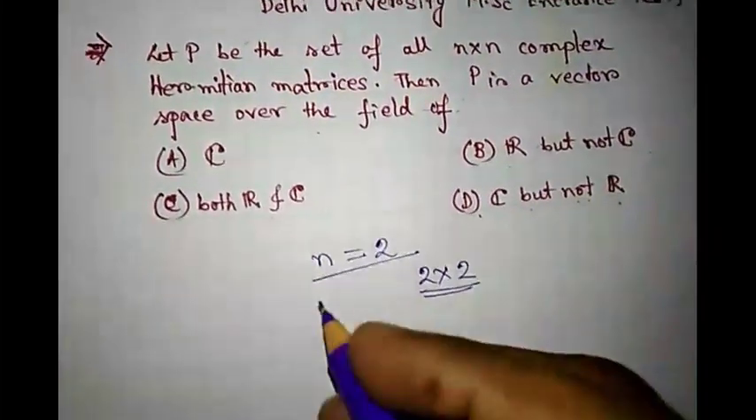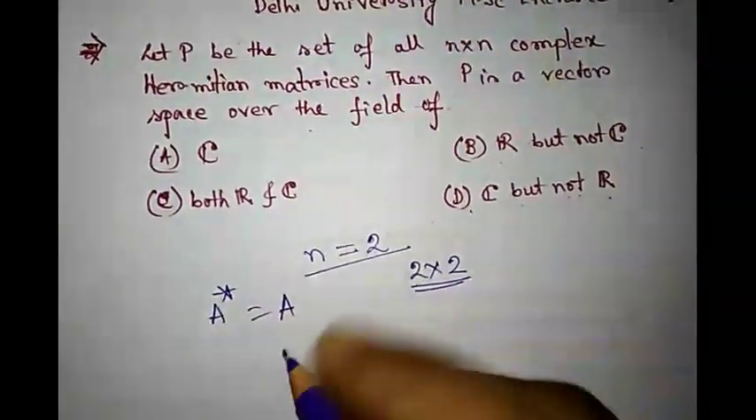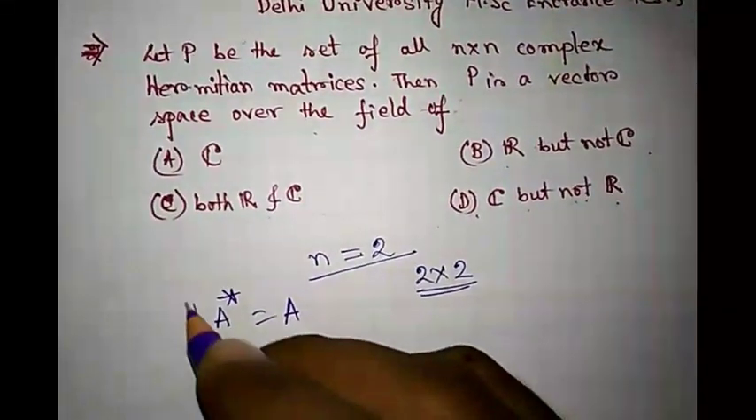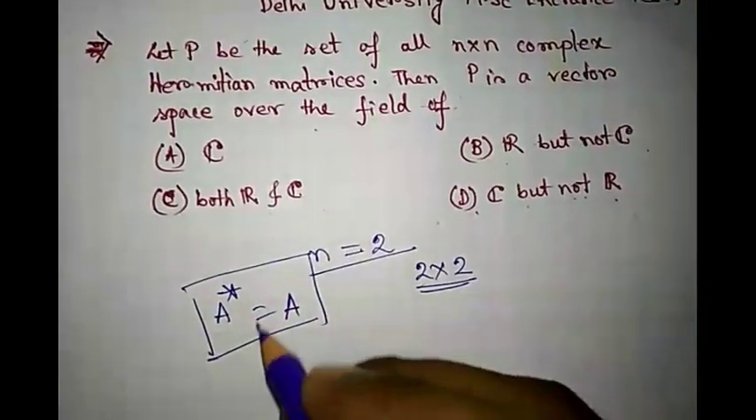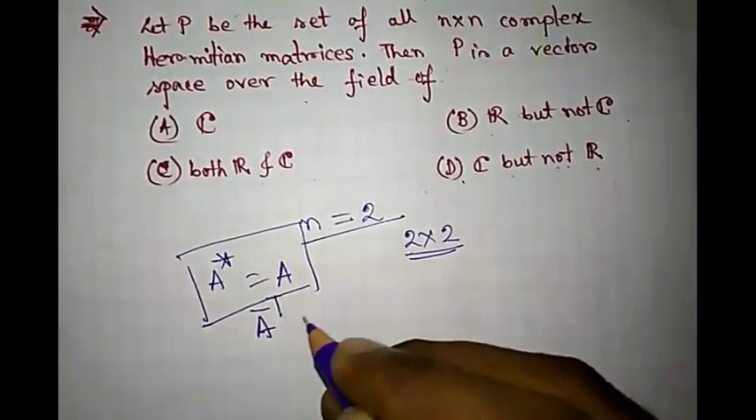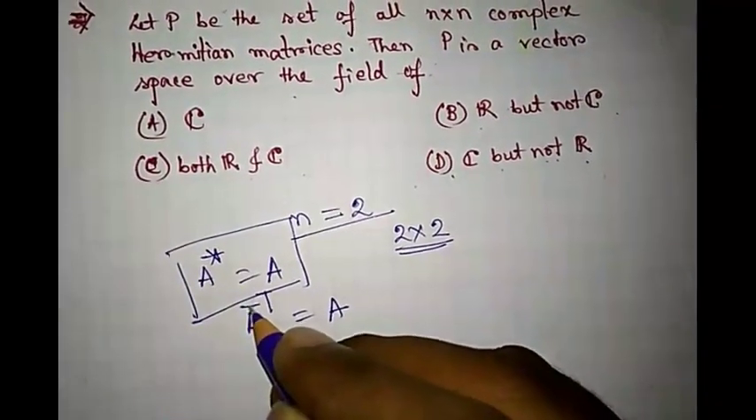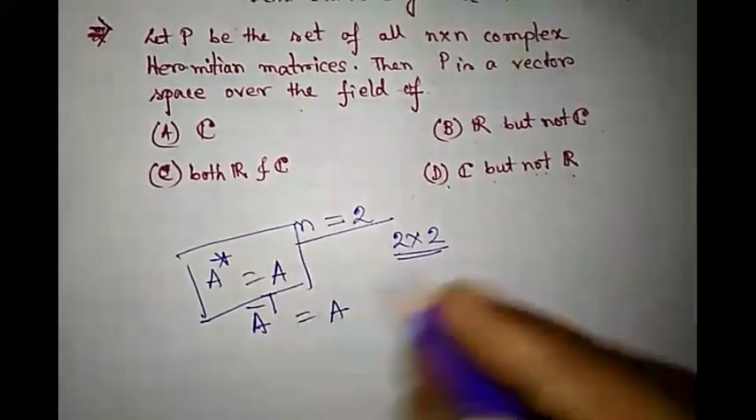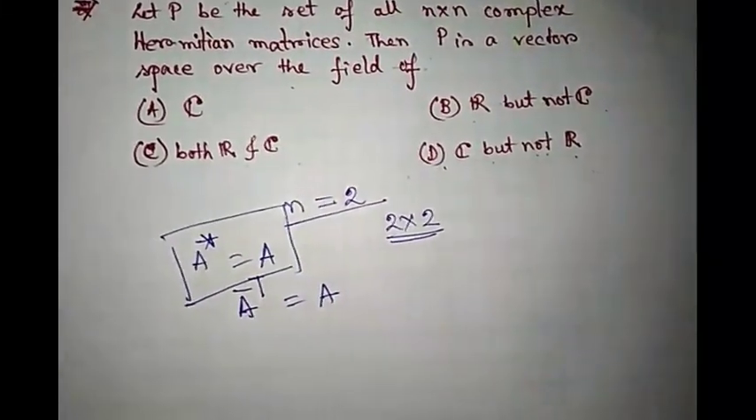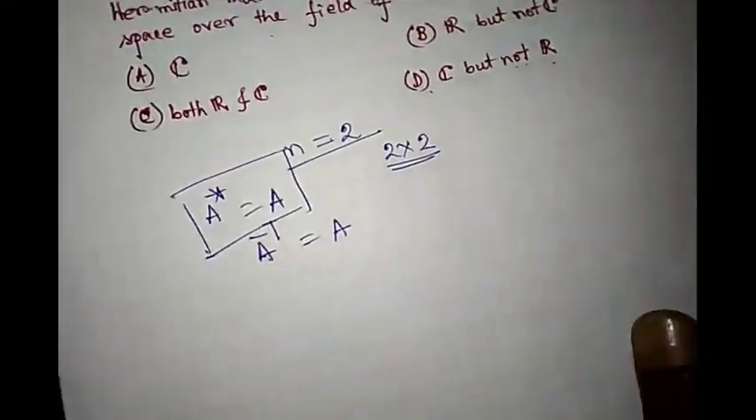Now a matrix is Hermitian if A star equals A. This is the definition of a Hermitian matrix. Now A star, what is star here? Here star denotes bar transpose. So A bar transpose is equal to A. What is bar? Here bar is complex conjugate. So how do the Hermitian matrices look in a 2 by 2 case?